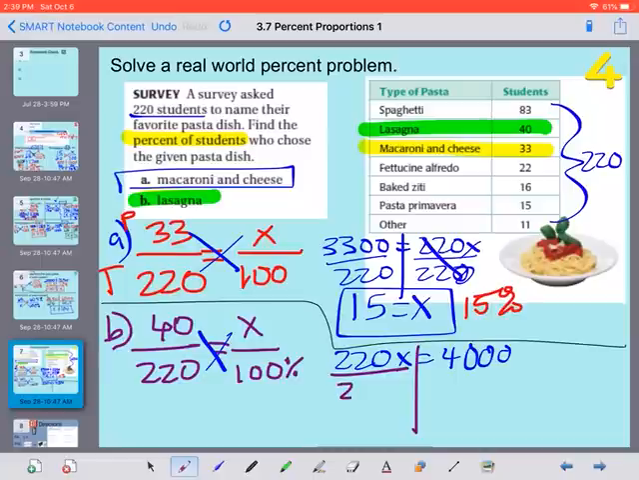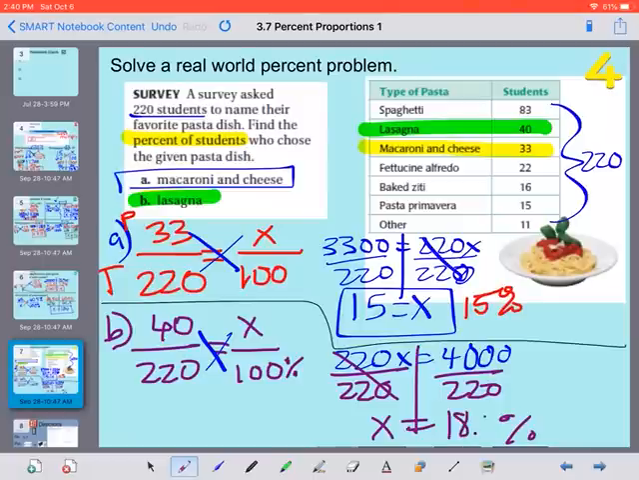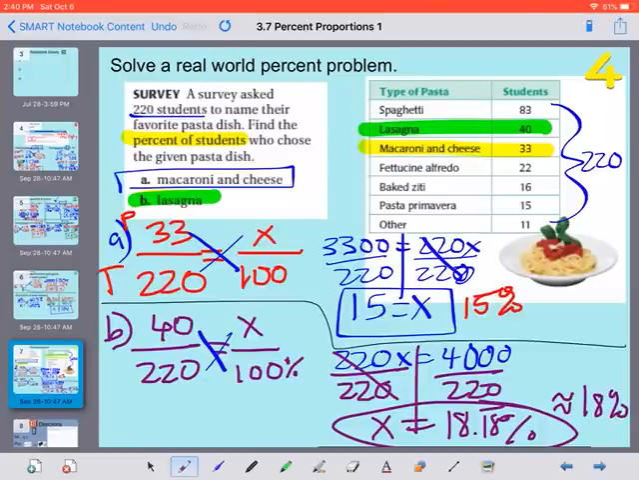Alright, and then we're just going to divide by 220. Again, we're looking for a percent, so my answer is going to be something percent. 4,000 divided by 220. It's a decimal, you guys. It's 18.18, and the 18 repeats over and over again. If you wanted to round that to about, little squigglies mean about 18%, that would be fine.